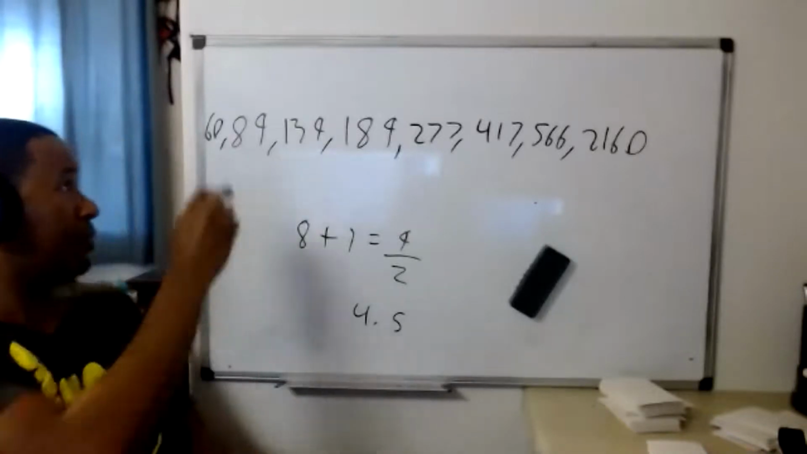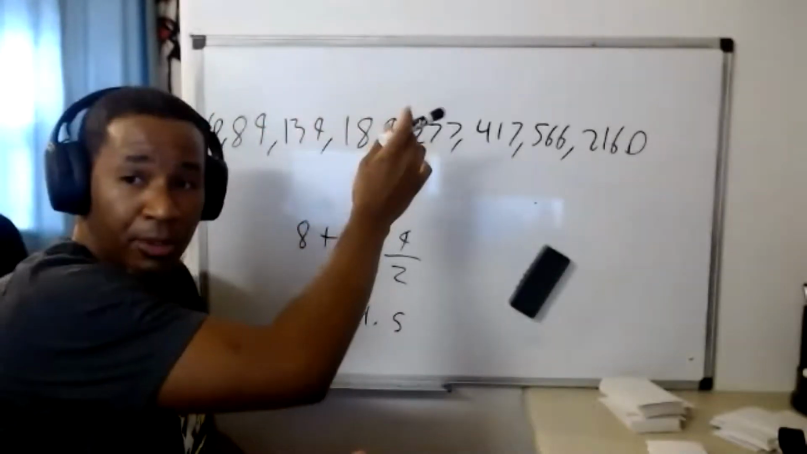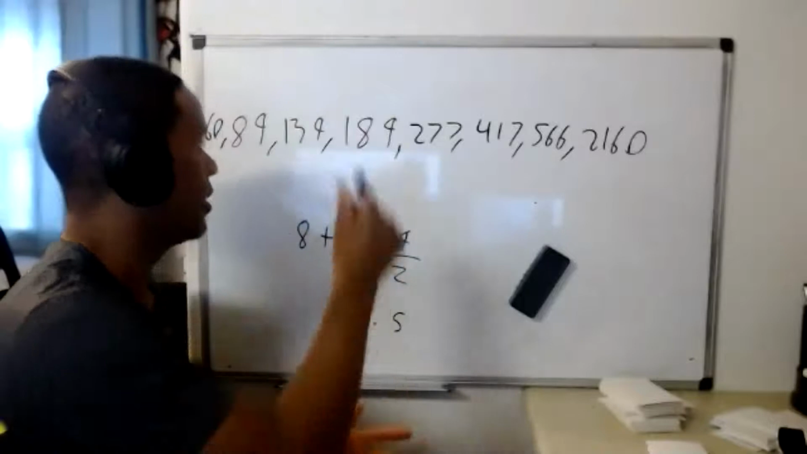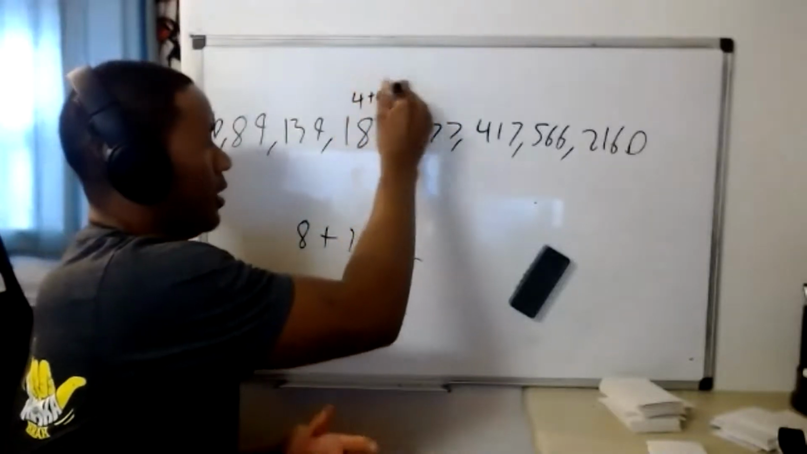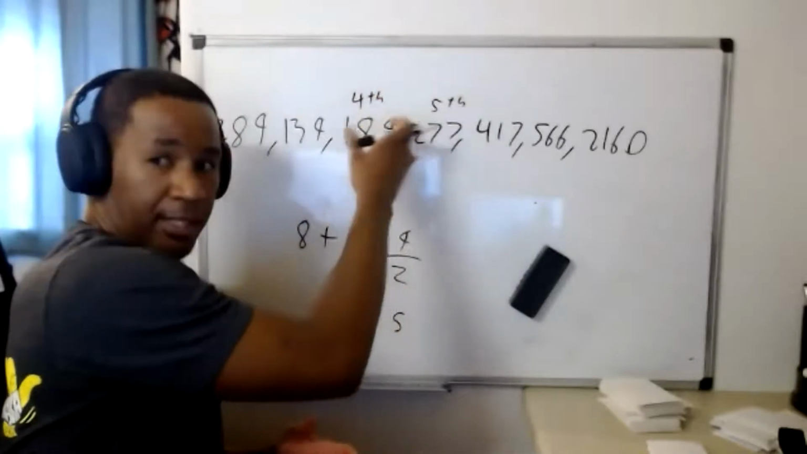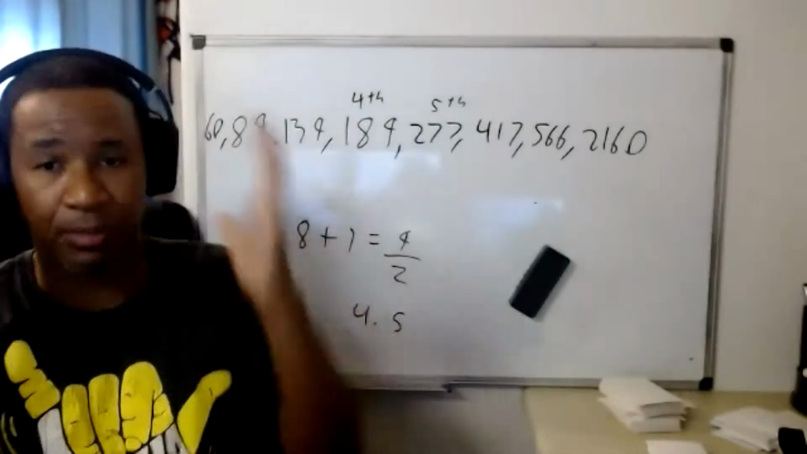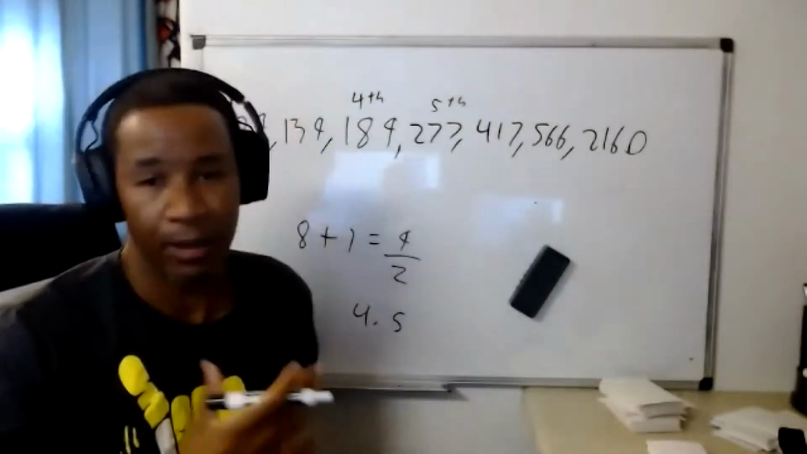So for example, we have 1, 2, 3, 4. Okay, so this is the 4th number. This is the 5th number. There is no 4.5, so what you need to do is find the exact middle between 189 and 277. And then that will be your median. Okay. Now, how do we find the exact middle?